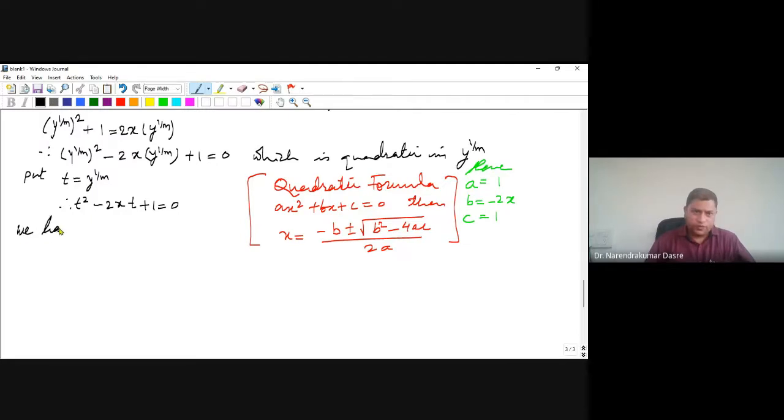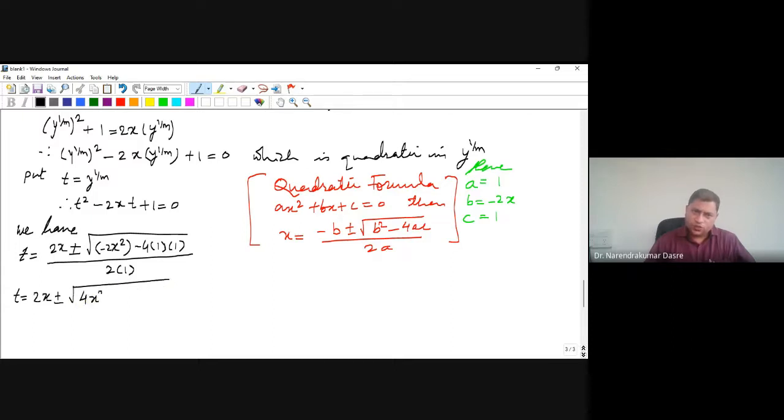And hence, what will we be having? t is equal to, minus b, that means it is 2x, plus or minus under root of minus 2x square minus 4ac, upon 2a. So you got t is equal to 2x plus or minus under root 4x square minus 4, upon 2. So we can simplify.